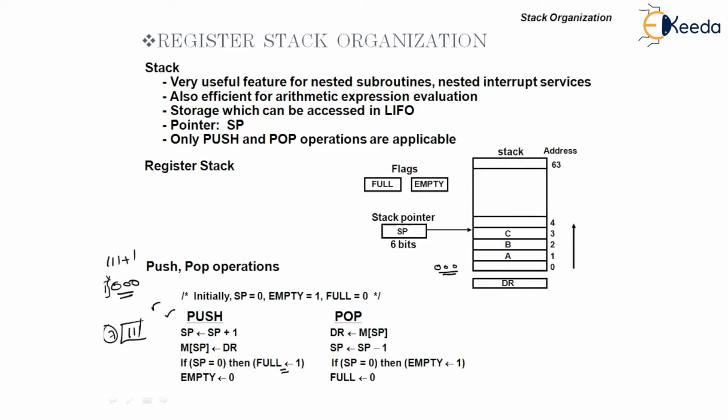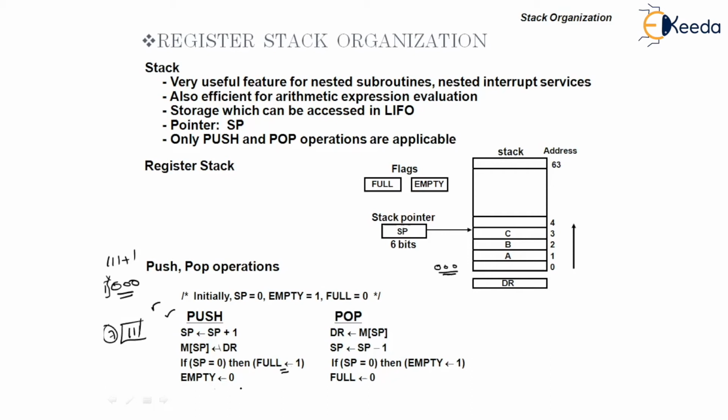At 000, what element will get pushed? The element which is available in the data register will get pushed. Now we will check what is stack pointer value. If the stack pointer value is 0, then we reach the end of the stack. That is, full will be equal to 1. There cannot be any more element pushed into this stack. So when full is equal to 1, empty cannot be equal to 1. Either full can be equal to 1 or empty can be equal to 1, but not both.